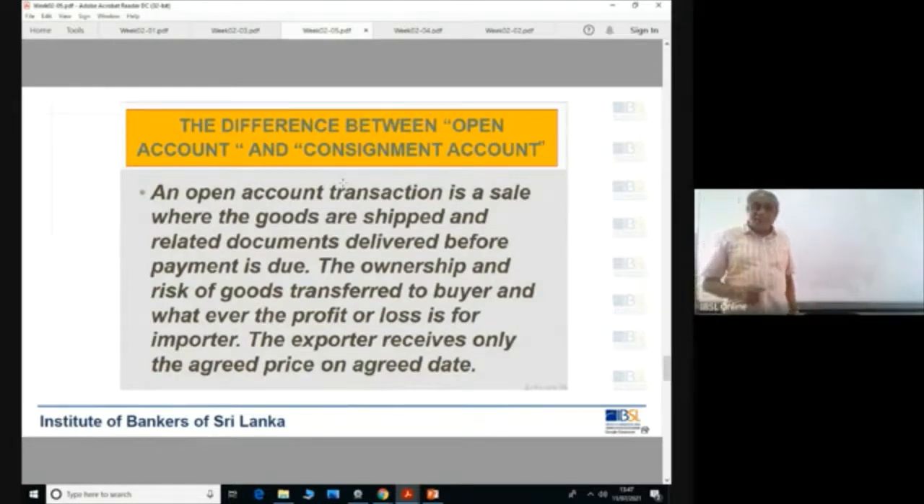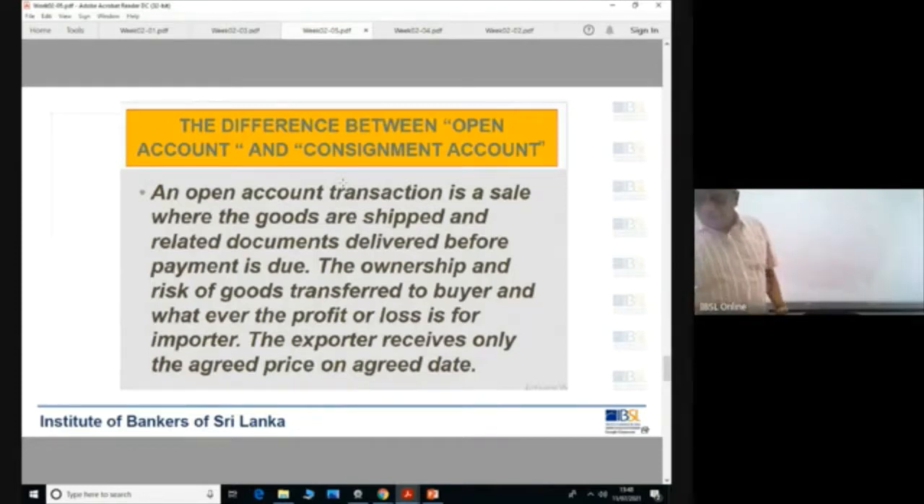Now here, the entire profit will go to the consignee, the importer. And the exporter will get whatever he suffered, the cost of goods and the transport, and whatever margin or provision he is keeping. Extra profit is for the seller.